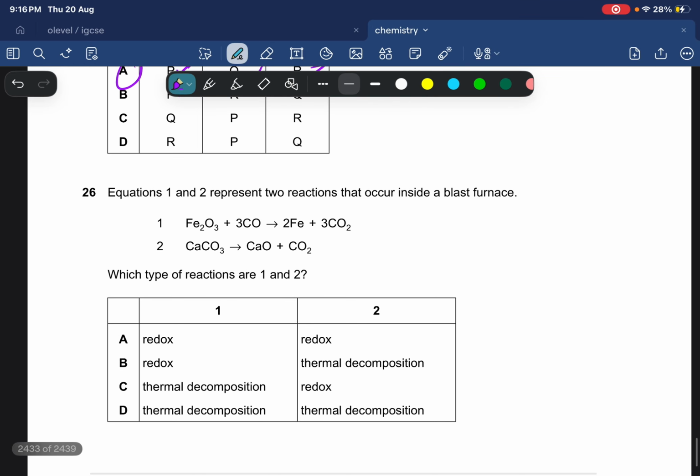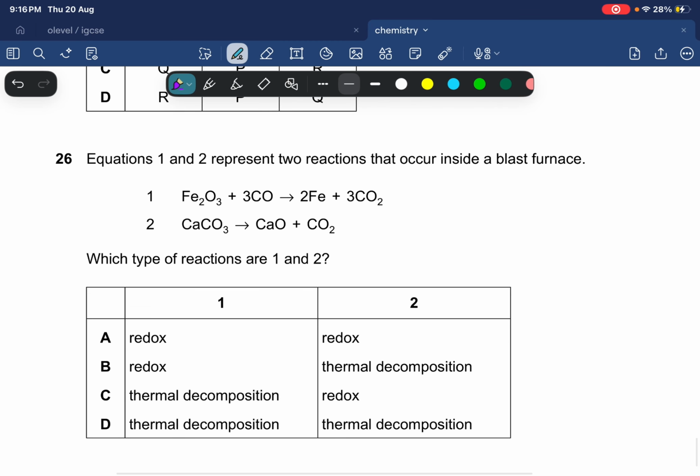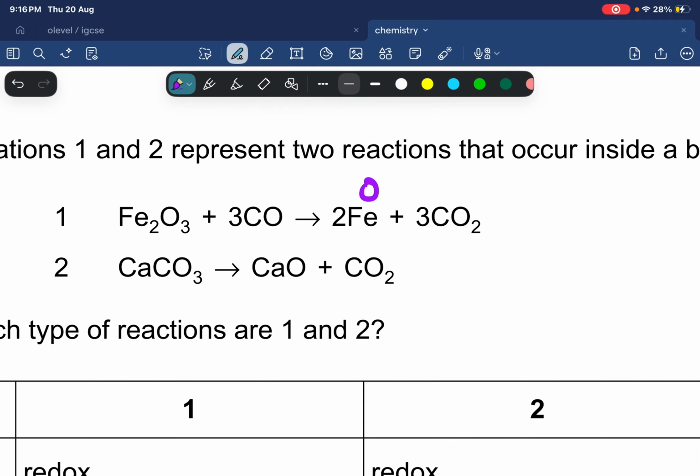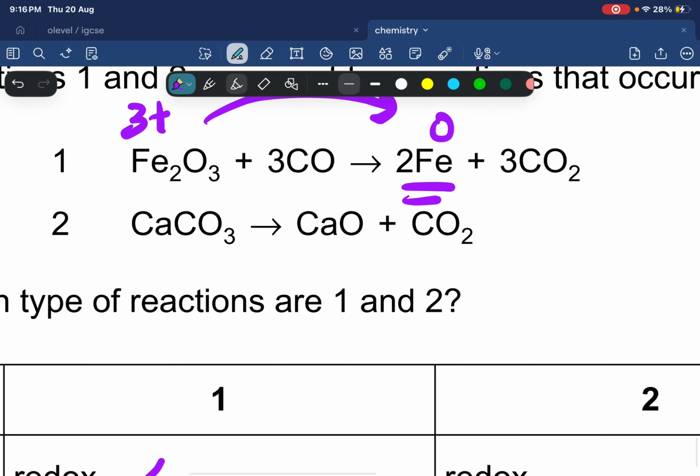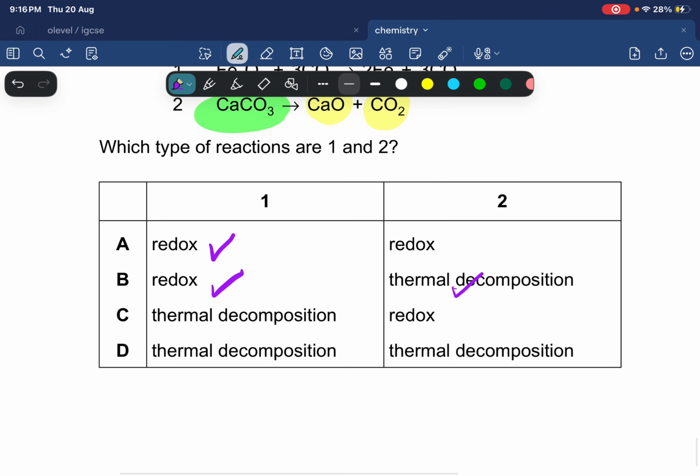Equations 1 and 2 represent two reactions that occur inside a blast furnace. Which type of reactions are 1 and 2? 1 is going to be redox. Why? Because look, there's a metal involved in it. Iron is a 0 here, and over here iron is a 3 positive. So oxidation state changing. So 1 is redox, and 2, look, you have a carbonate, and a carbonate is thermally decomposing into this and this. Got it? So that's thermal decomposition.